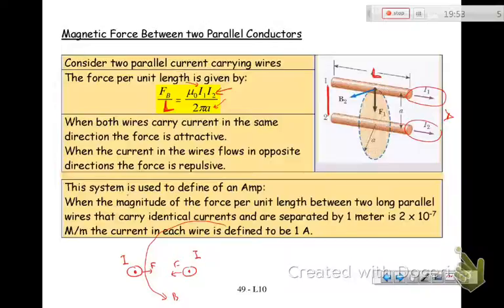Well done. So we say both wires carry current in the same direction, so the force is attractive. When the current flows in the opposite direction, the force is repulsive.